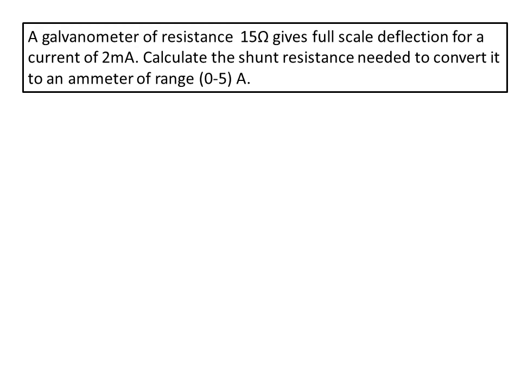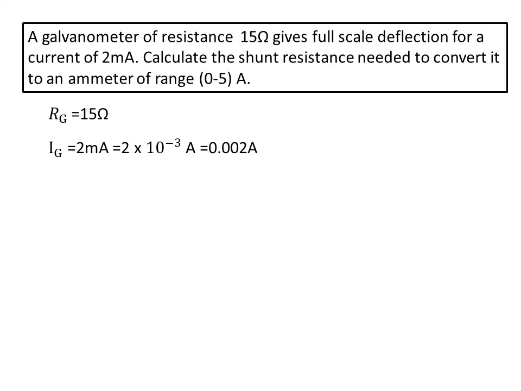Now let us try to do a problem. A galvanometer of resistance 15 ohm gives full scale deflection for a current of 2 milliampere. Calculate the shunt resistance needed to convert it into an ammeter of range 0 to 5 ampere. So the resistance of the galvanometer is 15 ohm, that is Rg is equal to 15 ohm. The current that gives a full scale deflection is 2 milliampere, that is the current that can flow through the galvanometer. Ig is 2 milliampere. We can write 2 milliampere as 2 into 10 raised to minus 3 ampere or 0.002 ampere.